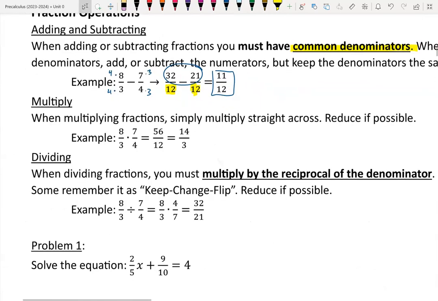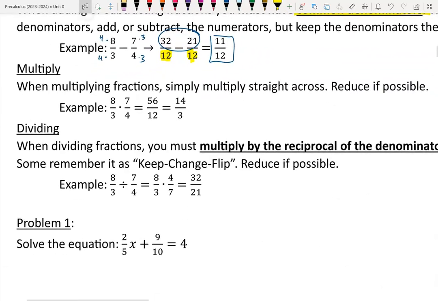Reduce as necessary. To multiply fractions, multiplying fractions is probably one of the easiest operations for fractions. And that's simply multiplying straight across. Once you've multiplied straight across, 8 times 7, 56, 3 times 4 is 12. If you see that you can reduce, you want to reduce if possible. Reduce if possible as on all of them.